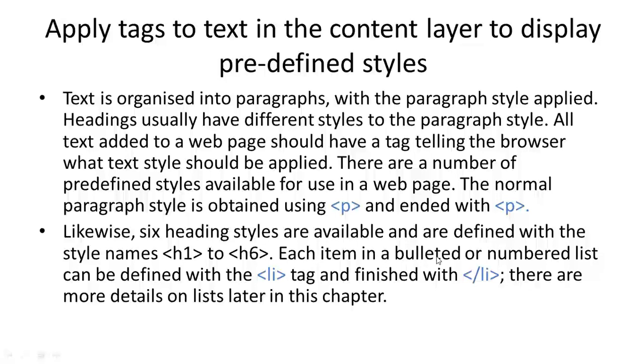Each item in a bulleted or numbered list can be defined with an LI. Now, this is for if you're having a bullet list or a numbered list. You will have a tag that has an open tag LI and then close the tag. LI is short for list item, so that you can remember that. P is for paragraph, H is for headline, LI is for list items. And they finish with slash LI. There are more details as we go on.